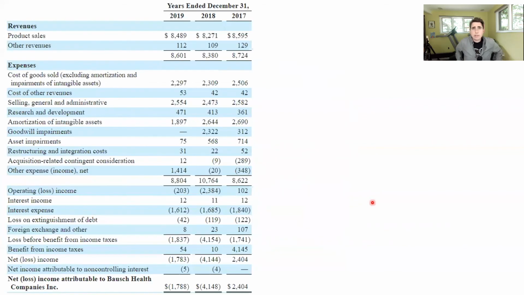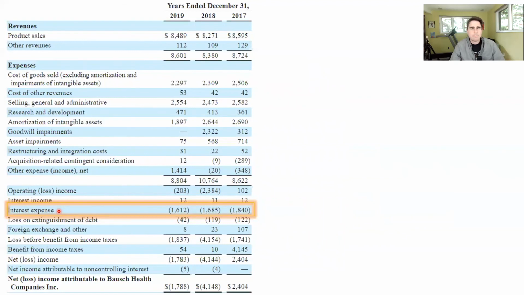So now we're going to the income statement. This is a long income statement, but let me show you which line item we're interested in, which is interest expense down here. The other thing that might give you a little bit of heartburn here is that interest expense doesn't necessarily always reflect total interest expense, believe it or not.